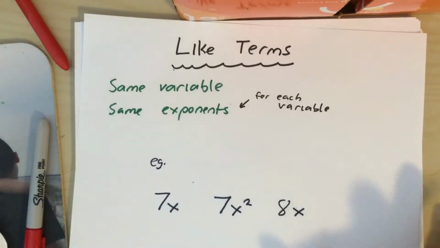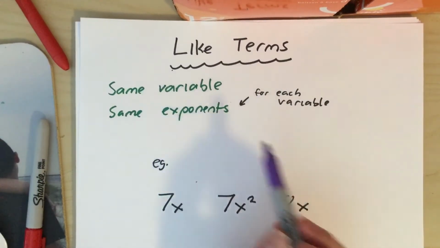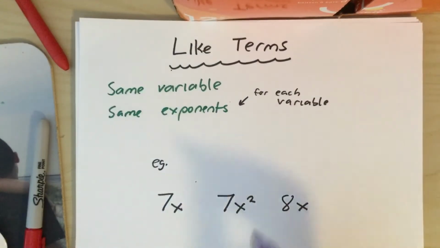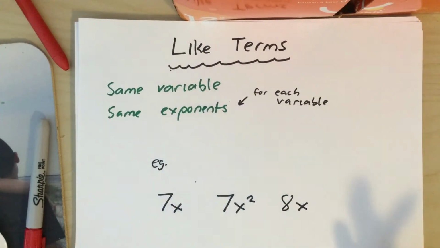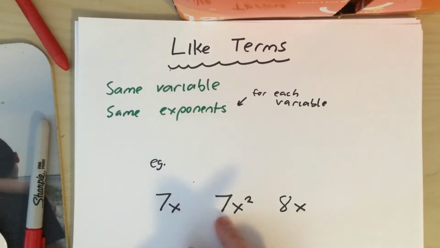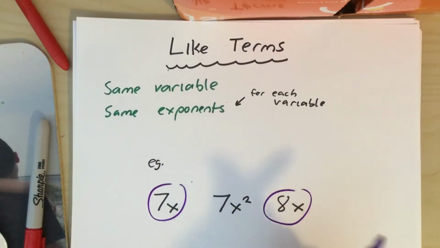Now we're going to talk about something called like terms. Like terms are defined as having the same variable and the same exponents for each variable. So if we look over here, let's put some pluses, here we have 3 terms, and I want to know which of these terms are like. So which ones have the same variable and the same exponents? Well, these both have x, but that's an x and that's an x squared. The coefficients are the same, but that doesn't really matter. So this and this have the same variable and the same exponents. So these things are like terms.